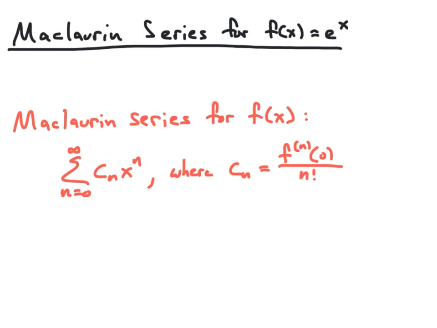In order to state the Maclaurin series for a function, we need to find a formula for the coefficients c sub n written only in terms of the number n. We can do this by finding the first several derivatives of our function f, evaluating those derivatives at 0, dividing by n factorial, and looking for a pattern in the resulting coefficients.